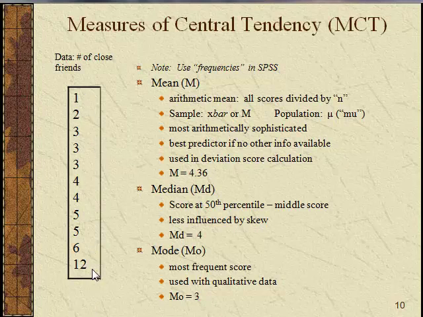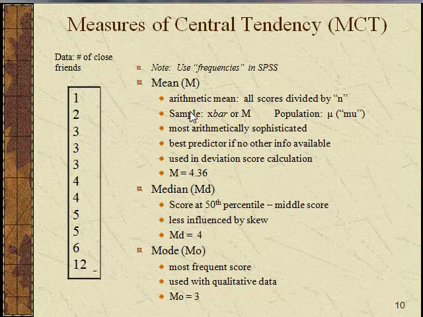All right, now let's look at the three options we have for the measures of central tendency: the mean, the median, and the mode. And we'll look at these in relationship to the data we have here, where we ask people to indicate the number of close friends that they have.